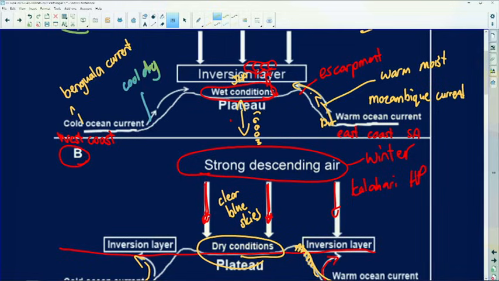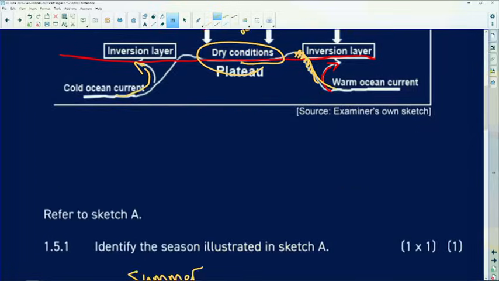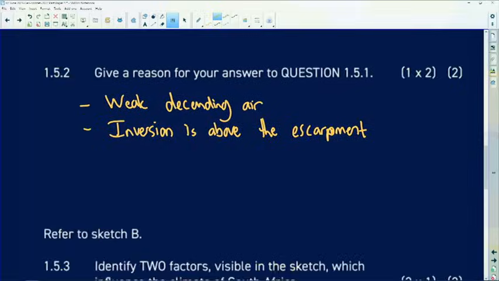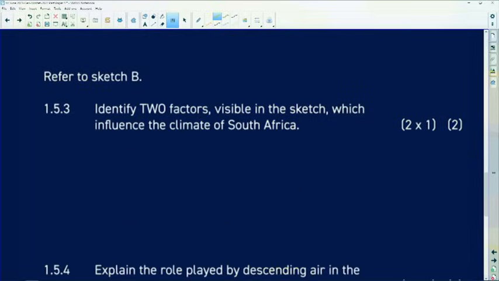Another factor, distance from the sea. That's the reason we have maritime climate and continental climate. Another factor, latitudinal position as well. But when we quickly answer this question over here, first and foremost, the plateau, like I've mentioned.